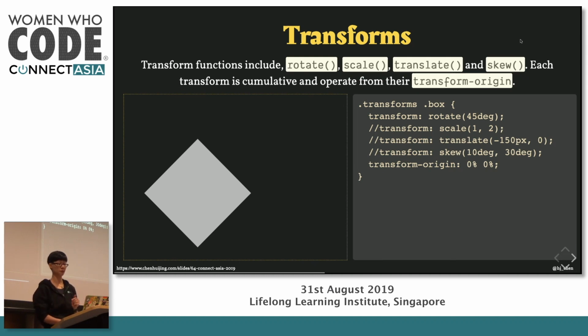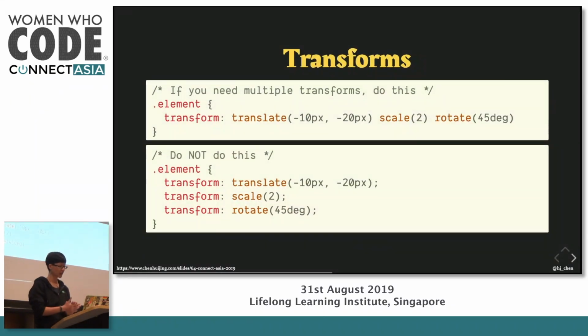So just something to keep in mind. Transforms are also cumulative. Just now, as you could see, I had a stack of transforms, and I just uncommented all of them, and they sort of acted individually. That's because if you want to combine transforms, you have to do it on the same property. Like the first example, do it this way.